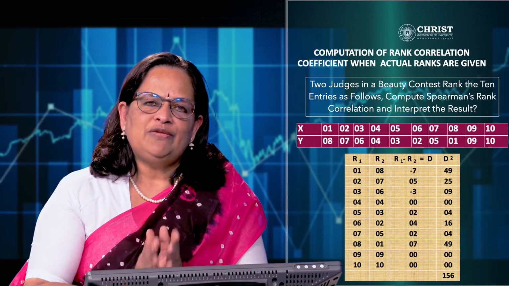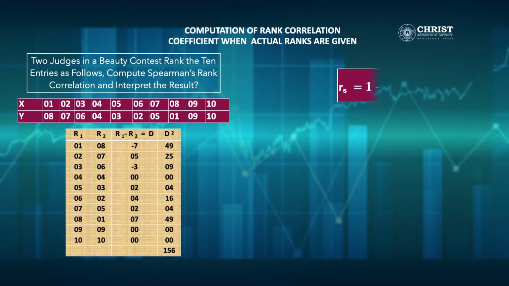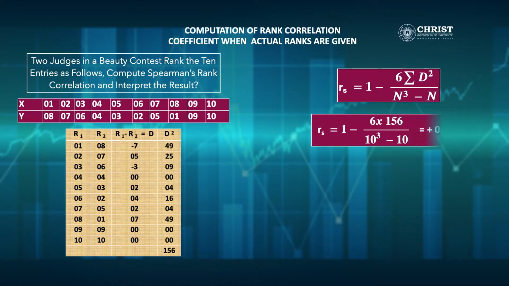Now we have to substitute the values in the equation. rs is equal to 1 minus 6 sigma d square divided by n cube minus n. Now we can substitute the values in the equation, that is equal to 1 minus 6 into 156 divided by 10 cube minus 10.